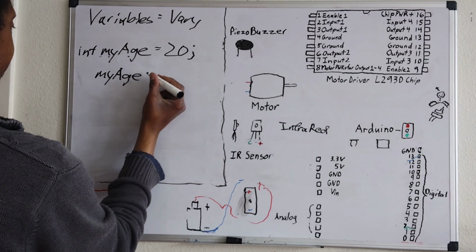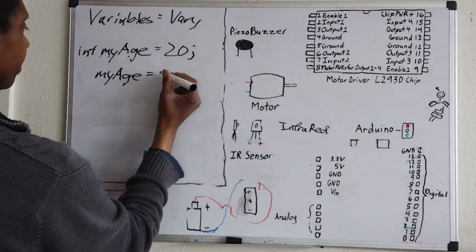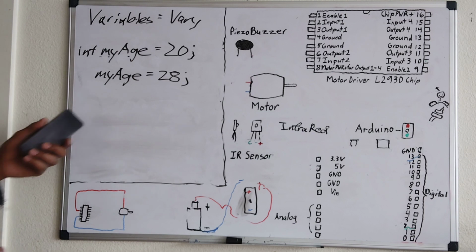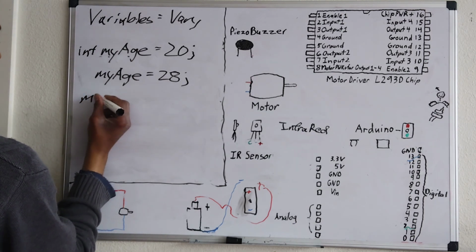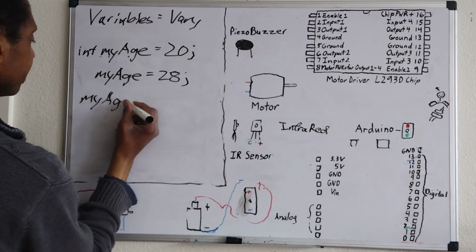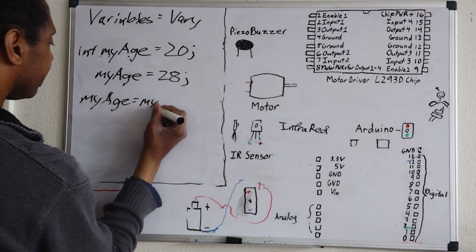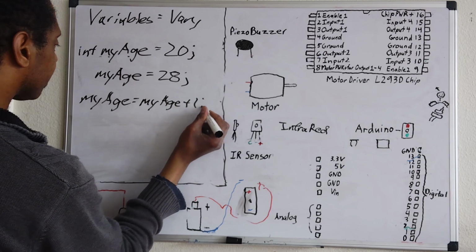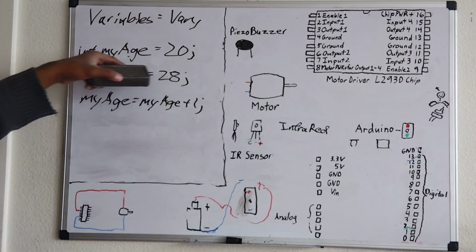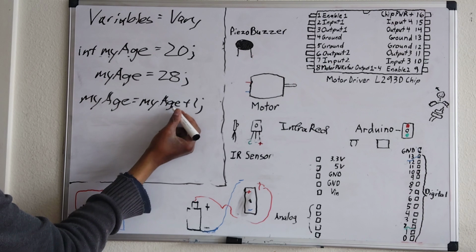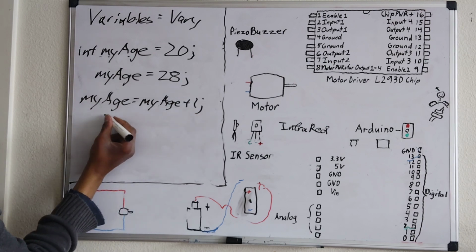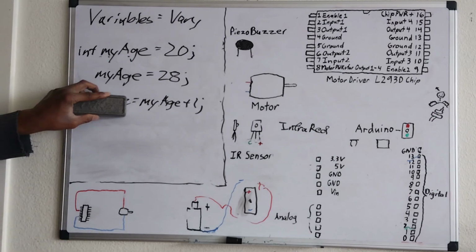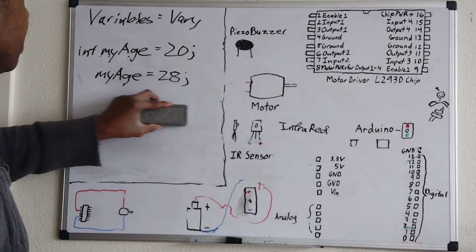Then myAge, you can assign it another value, 28. Now it's 28. Or you could do something like this: myAge is assigned the value of myAge plus 1. So if last it was 28, it puts myAge 28 plus 1. Now it's 29. My age is 29. Variables are very useful in programming.